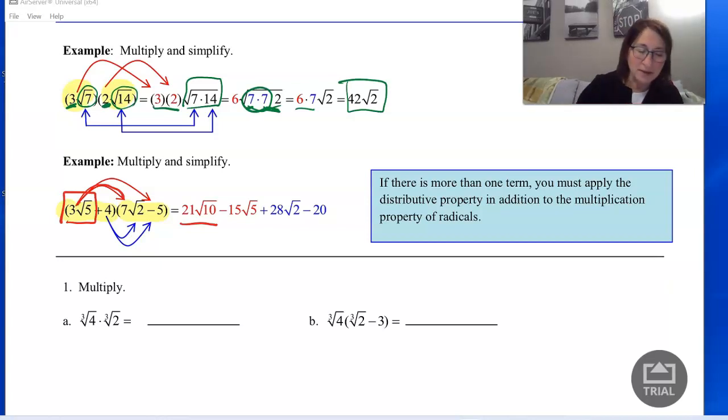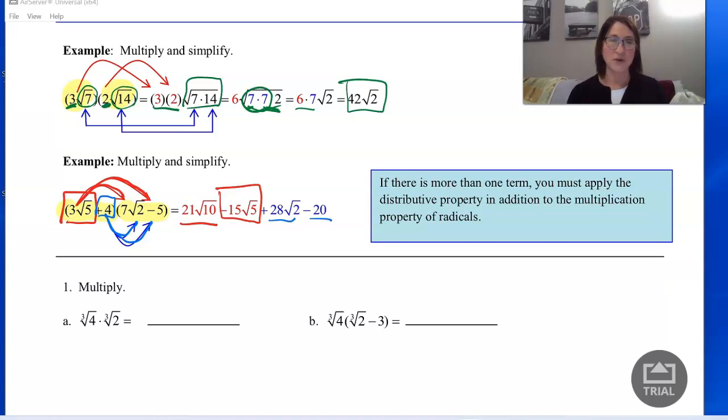Then we take that 3 times root 5, multiply it times, actually, negative 5. And so that gives us negative 15, because 3 times negative 5 is negative 15 root 5. Now let's go ahead and take this positive 4 and multiply it times each of those terms in the binomial to get positive 28 root 2 minus 20. None of those are like terms. None of them are like radicals, so we can't simplify anything. That's just our answer, and that's okay.